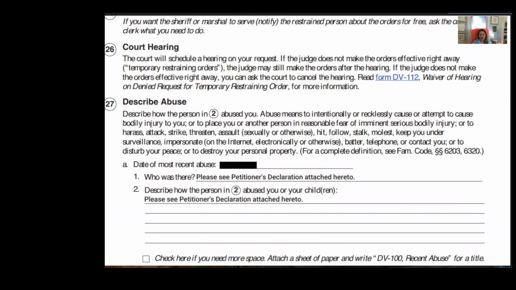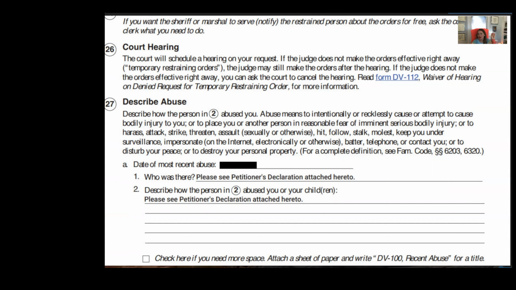Okay, so now in 27, this is going to be the most important piece, where you get to tell your story. The way it is structured, you need to describe how the perpetrator abused you. Abuse means to intentionally or recklessly cause or attempt to cause bodily injury to you, or to place you or another person in reasonable fear of imminent serious bodily injury, or to harass, attack, strike, threaten, assault, sexually or otherwise.